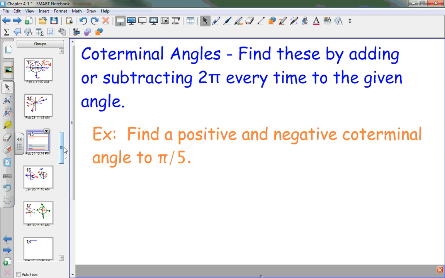Okay, coterminal angles. You have to write this down. Coterminal angles: find these by adding or subtracting 2 pi every time with a given angle. To find coterminal angles, you're going to add or subtract 2 pi depending upon the given angle. What are coterminal angles again? They can go forward, back, both sides. Angles with the same initial and terminal side. So if I'm talking about coterminal angles, that means you can have infinitely many positive and infinitely many negative coterminal angles.